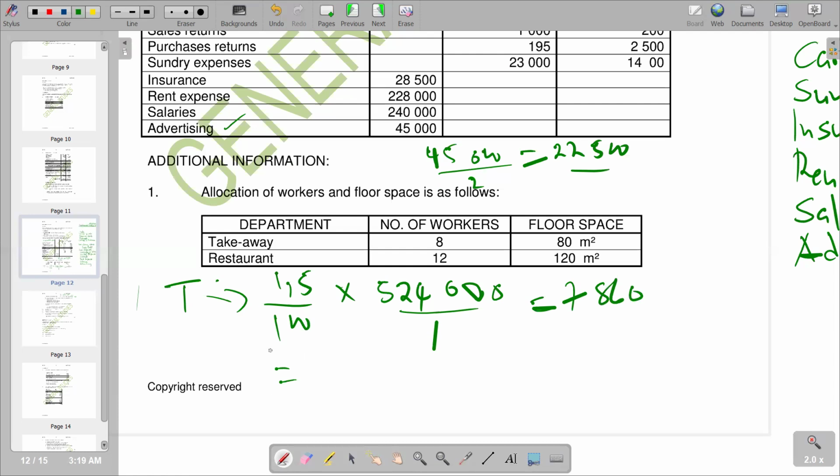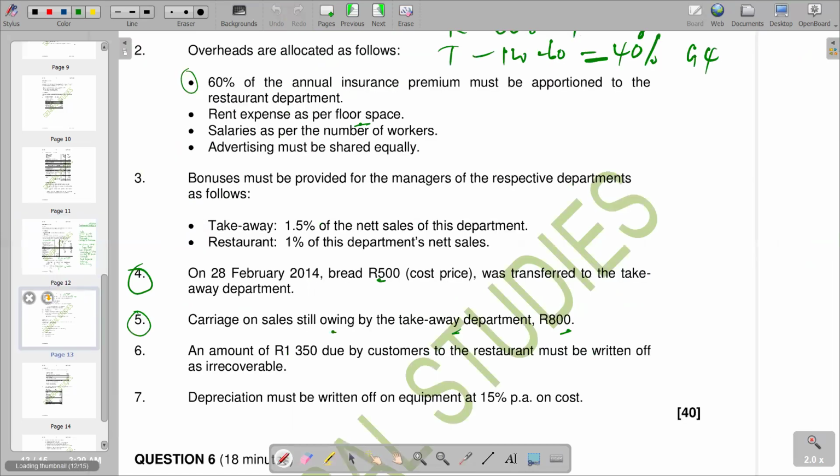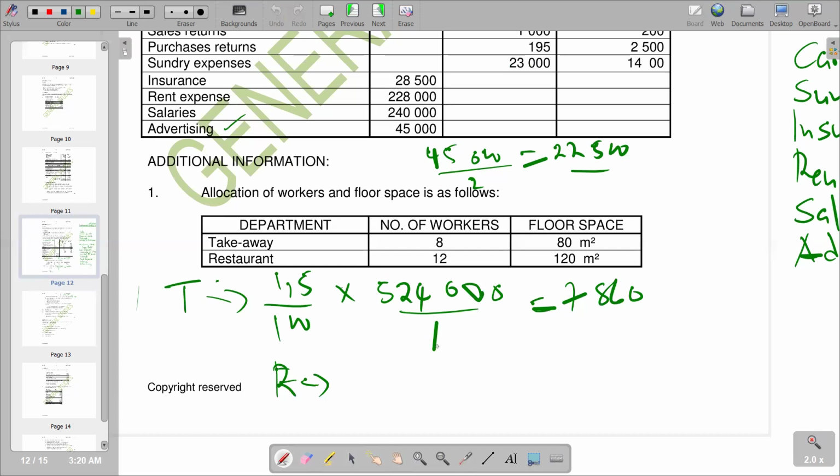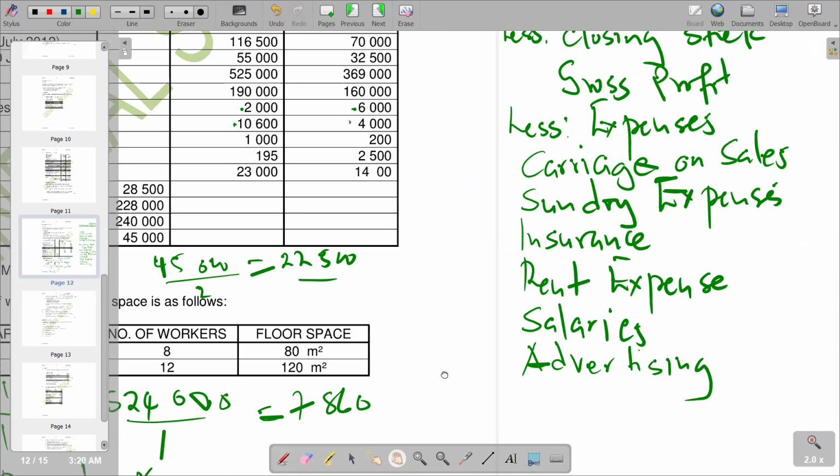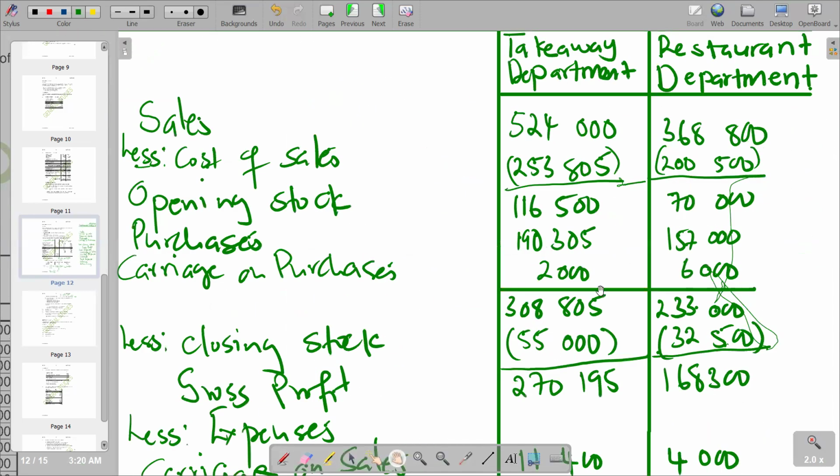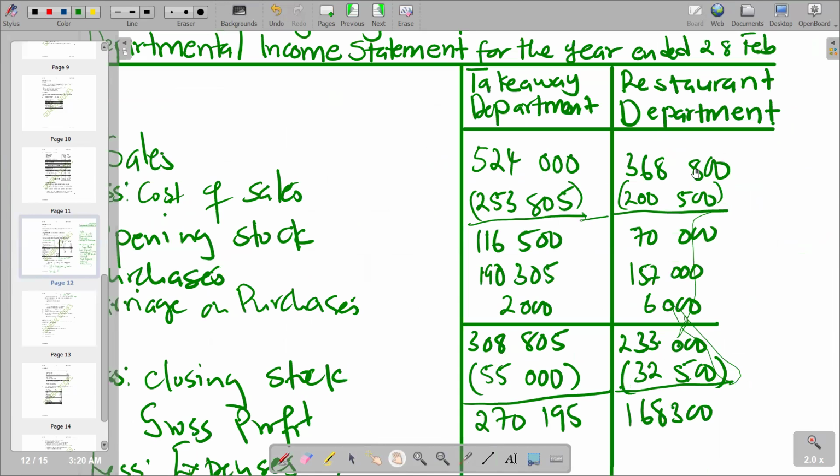And then for a restaurant, we're going to say it's 1%. I can just refer back to cross check. We've got our 1% for restaurants. So we go there and say 1%. And 1% obviously is 1 over 100, multiplied by the net sales for restaurant. So we go there to find the figure for net sales for restaurant. We have already calculated the figure. We have it here, which is 368,800.